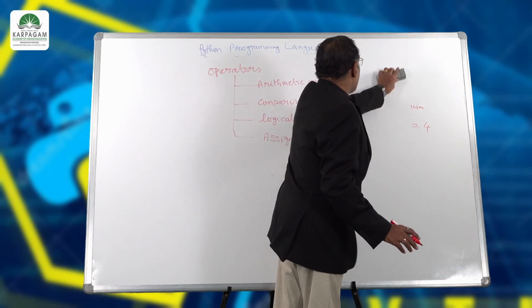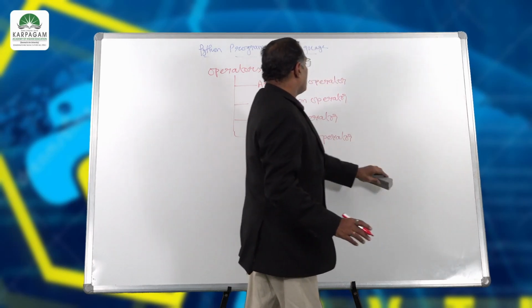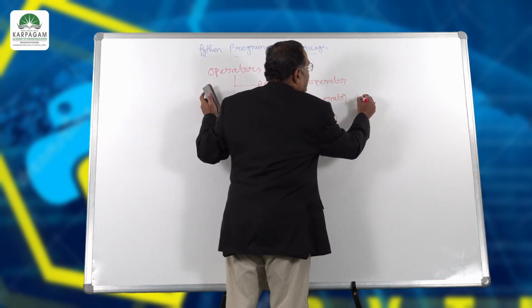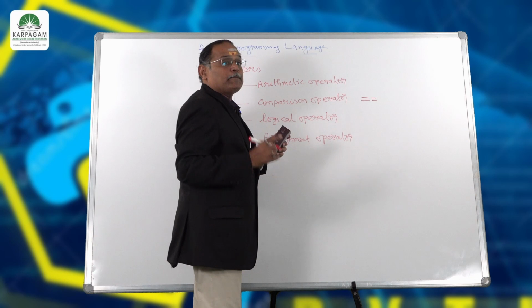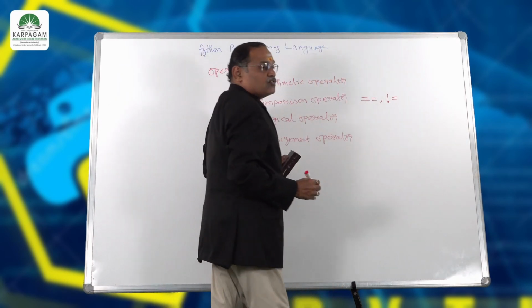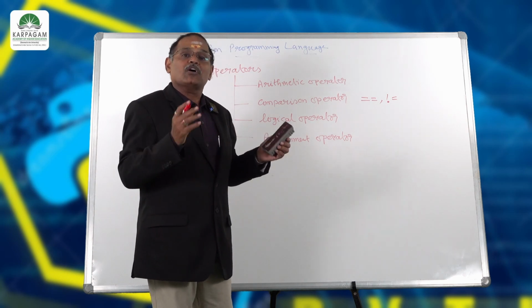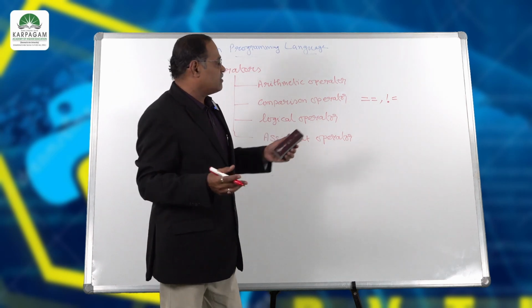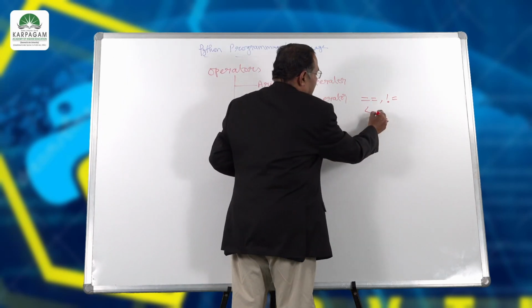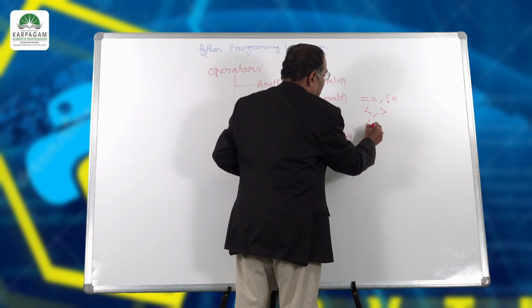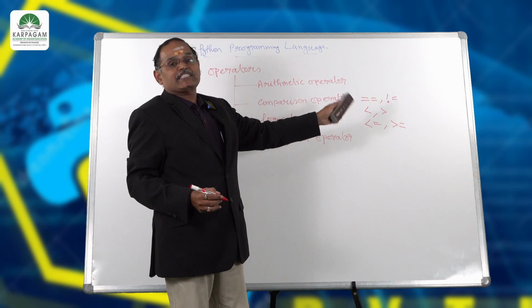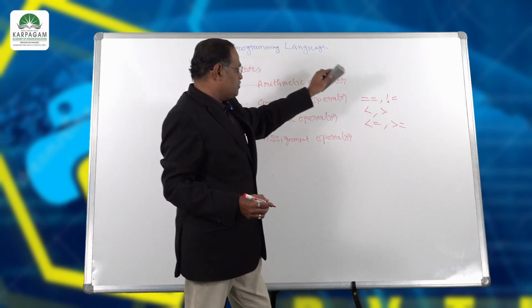Let me go to the comparison operators, or we can call them relational operators. As we know, we have double equal to for comparing two values, then not equal to, which we use to check whether two values are not equal. Then we have less than, greater than as usual, then less than or equal to and greater than or equal to. These are all the comparison operators available in Python.